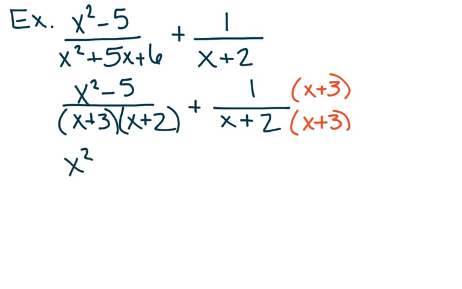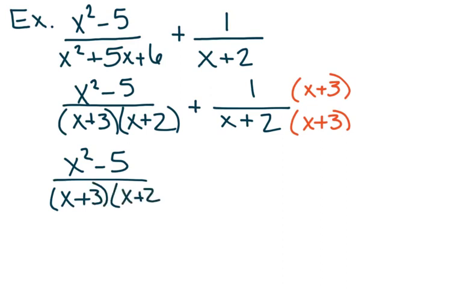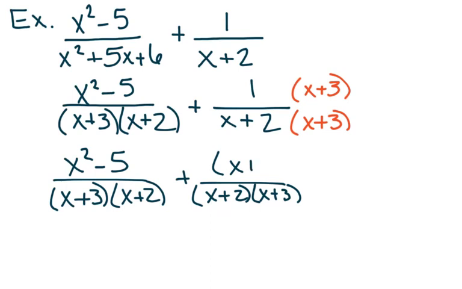So I have x squared minus 5. We didn't do anything to that fraction because it had everything it needed on the denominator. And the second fraction has now become x plus 2, x plus 3, and on top, x plus 3. Alright, so we can now add the two fractions together because they do have the same denominator. Remember, those are both the same expression, even though they're kind of flipped around.